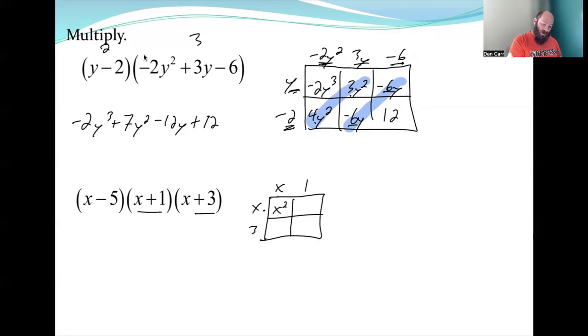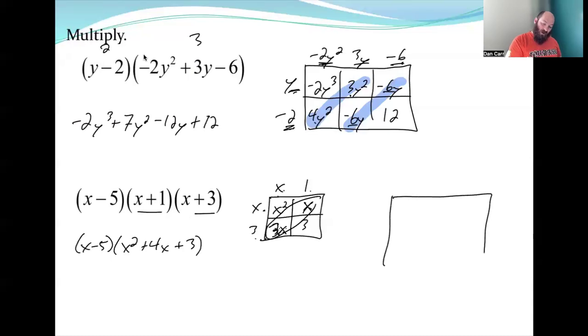X and x is x squared. 1 times x is x. X times 3 is 3x. And then 1 times 3 is 3. Here are my like terms. So now this is going to turn into x minus 5 times x squared plus 4x plus 3. Then I'll do again where I do a 2 by 3 box.